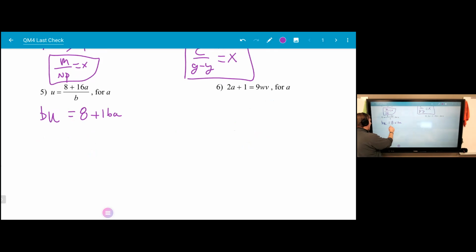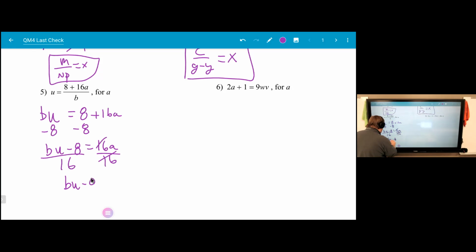And I'm going to subtract 8 from both sides. So I've got bu minus 8 equals 16a. Divide both sides by 16, and you are set to go, because that simplifies to 1. bu, or ub, minus 8, divided by 16 equals a.